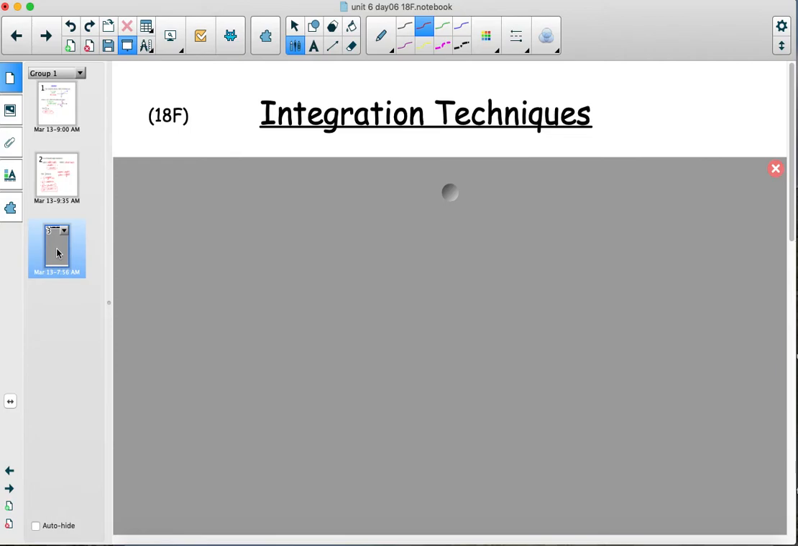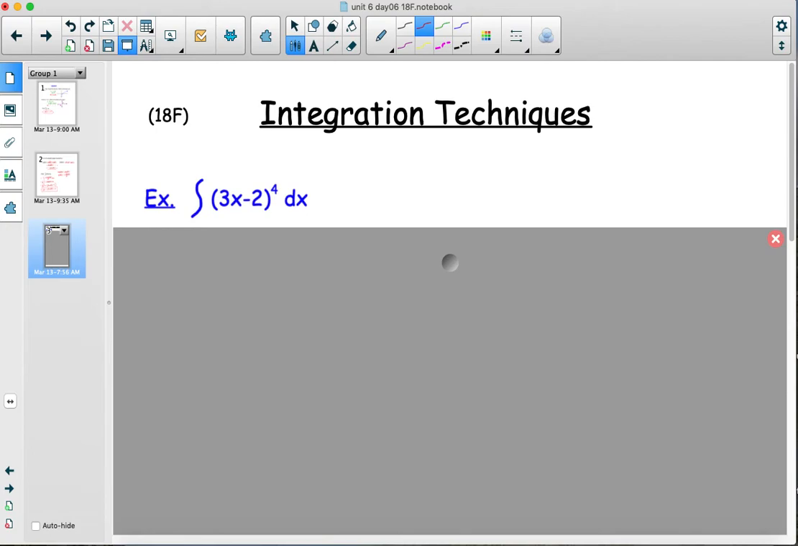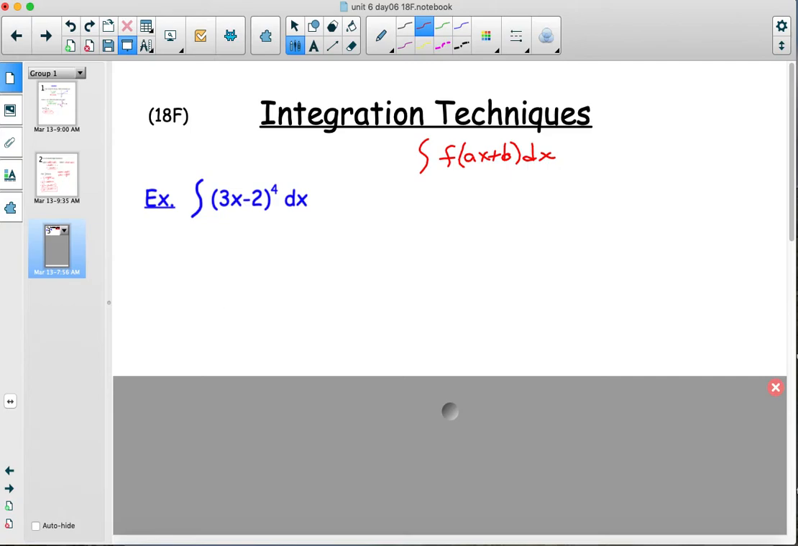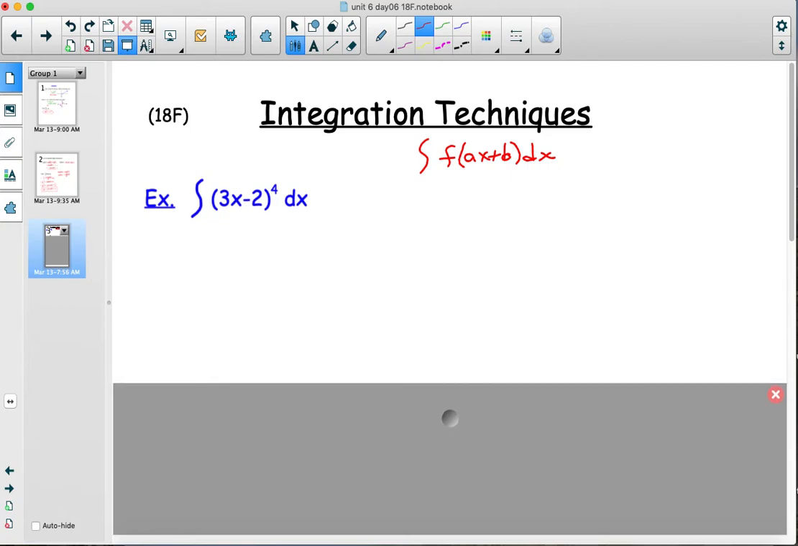Alright, so those were two special examples. So now I want to focus on a certain type of integration, and that's when we're dealing with an integral of f of ax plus b dx. So for example, let's look at the integral of 3x minus 2 quantity to the fourth power. So your first instinct should be, alright, it's to the fourth power, so if it was just x to the fourth power, the antiderivative would be 1/5 x to the fifth power. So let's start there. So 1/5 times 3x minus 2 to the fifth power.